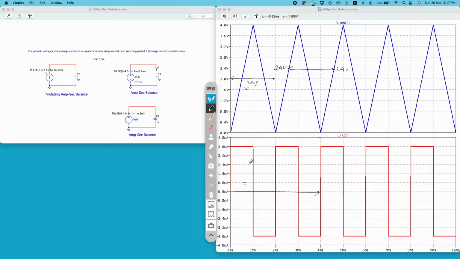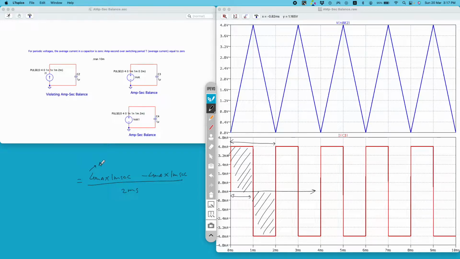Also you can understand from this graph, the average is what? Average is the area under the curve. So in a time period we can calculate the average value of this current, which will simply be area by time base. So the area of this rectangular block plus the area of this rectangular block divided by 2 milliseconds. Now this area is what? 4 milliamp into 1 millisecond, and this area is minus 4 milliamp into 1 millisecond, by time base 2 milliseconds.